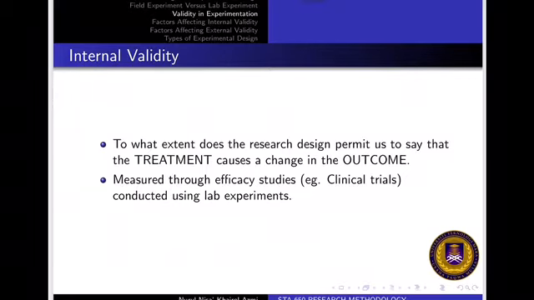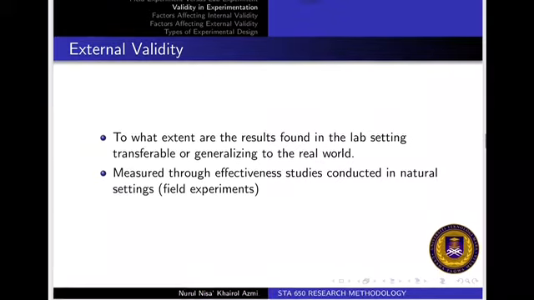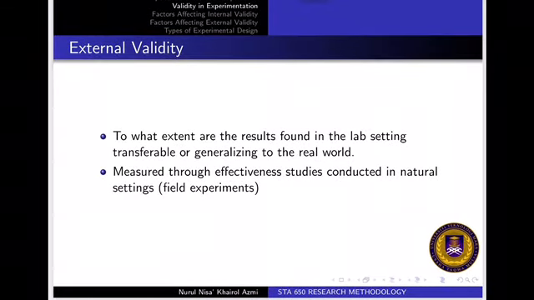So how to do the internal validity? We will discuss later. So we can measure through efficacy studies. So we validate the internal validity by conducting the lab experiment or using the clinical trials. While the external validity is the opposite of the internal validity. External validity is to what extent are the results found in the lab setting transferable or generalizing to the real world.